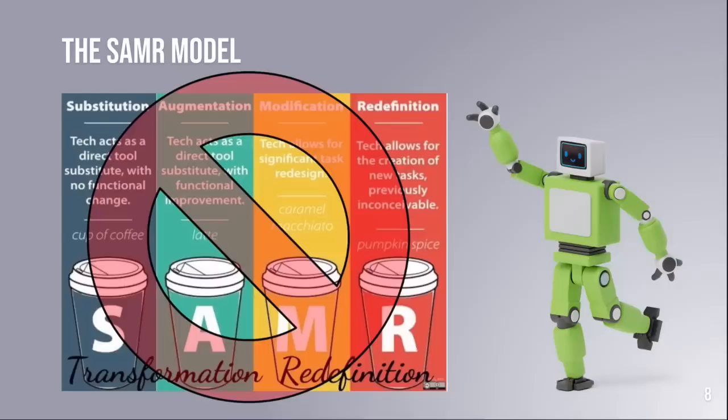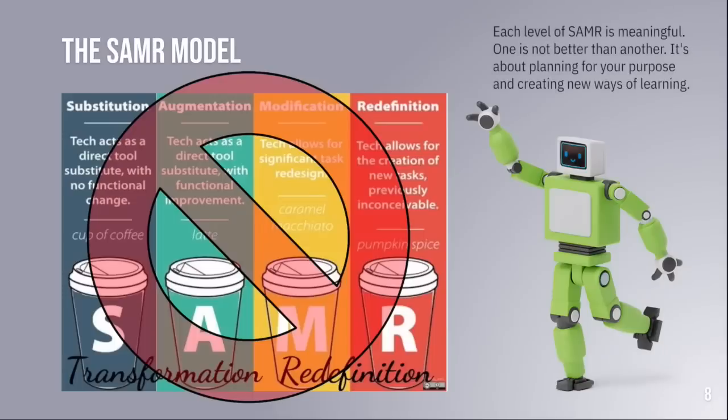The SAMR model is not trying to take technology and say, this is the best way to do it, and if you're not doing it this way, it's not worth your time. Every level of SAMR is meaningful. There's not one that's necessarily better than the other, because again, it's about integrating technology so that it supports the learning. There are going to be some lessons where a substitution level is what you really need to help students be successful. But then there are other lessons where you do want to be at the redefinition level.